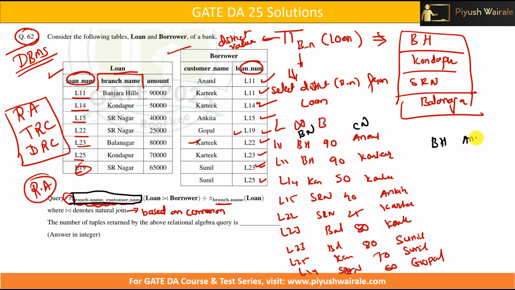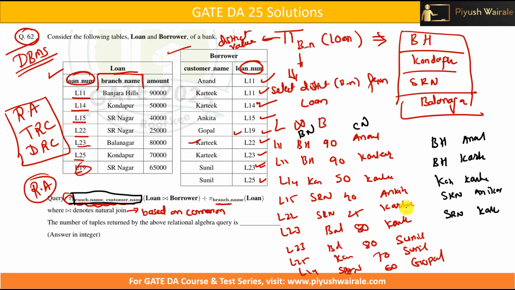We have Banjara Hills Karthik is one of the combination here. Yes, we have Kondapur Karthik is there. Then we have SR Nagar Ankita. Yes, we have one more unique distinct value we can say. Then we have SR Nagar Karthik. Yes, combination is different here, right? So we have to take the combination of these two attributes.